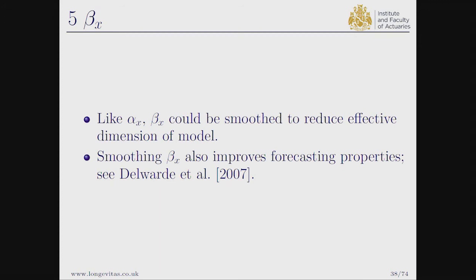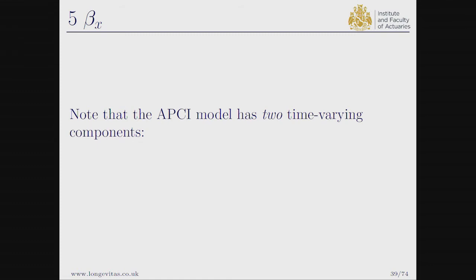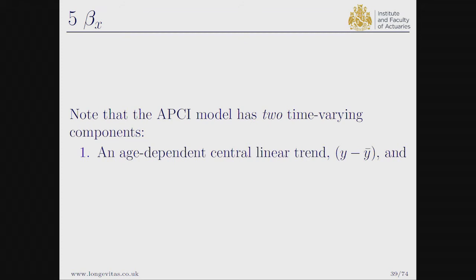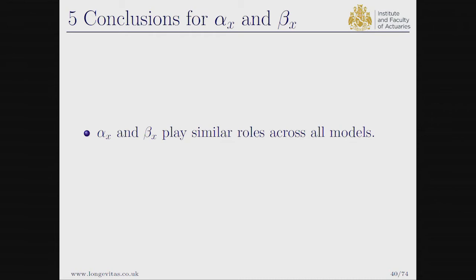We note as an aside that the APCI model actually has two time-varying components. It has this age-dependent linear trend, which is modulated by beta x, and it also has an unmodulated period effect, kappa y. So to conclude, the alpha x and beta x terms seem to play very similar roles across the models where they're present. But what about kappa y and the cohort terms?